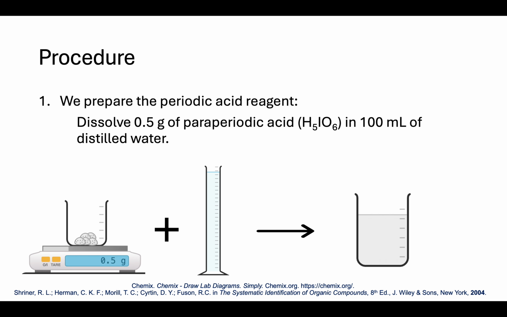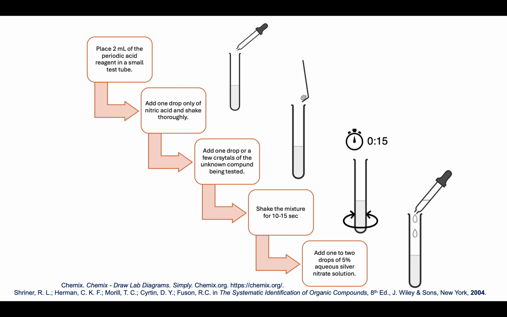The procedure is quite simple. We first have to start with preparing the periodic acid reagent. How do we do so? We dissolve 0.5 grams of paraperiodic acid in 100 milliliters of distilled water. Then, we place 2 milliliters of the periodic acid reagent in a small test tube and add only 1 drop of nitric acid and shake thoroughly.